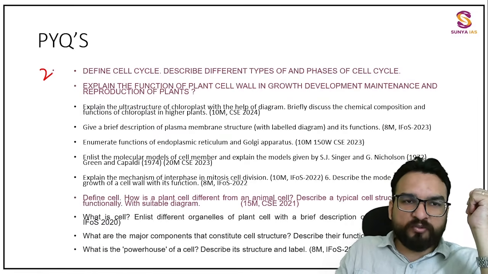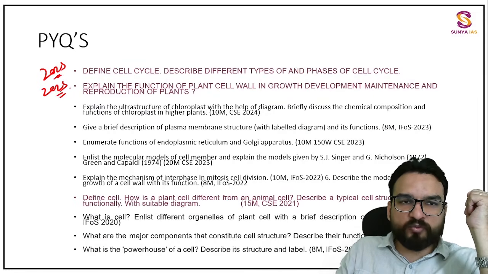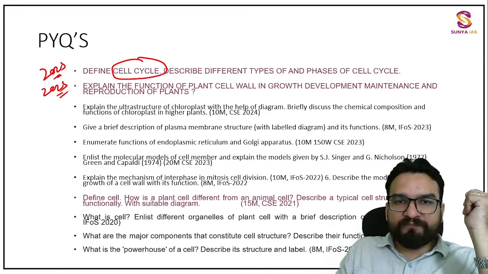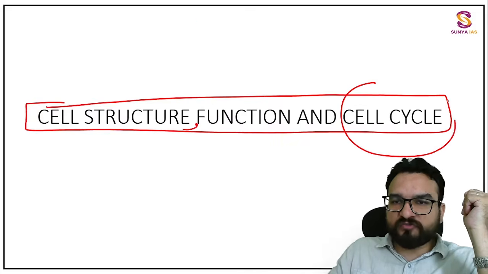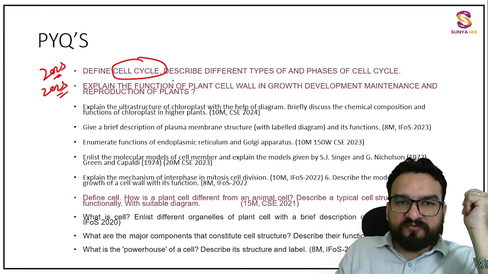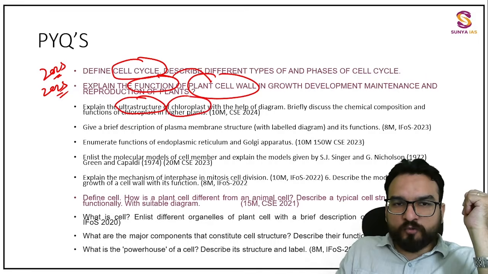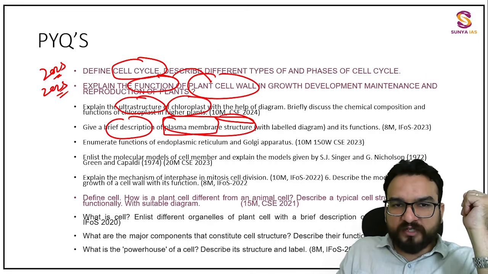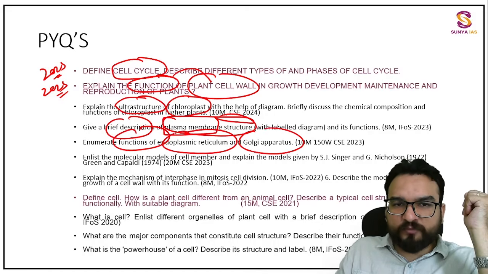Dekho, these are the recent 2025 questions. This year only they have come. Define cell cycle. Directly, they have asked cell cycle over here. Then function of plant cell wall. Structure of chloroplast. Structure of plasma membrane. Function of Golgi apparatus, endoplasmic reticulum.